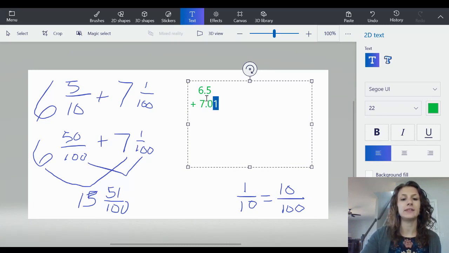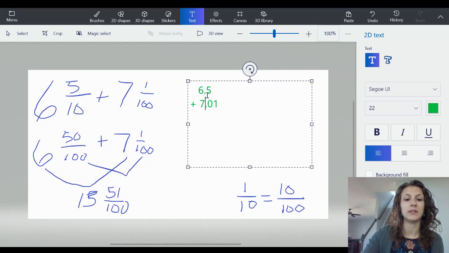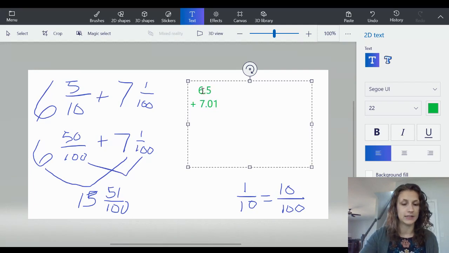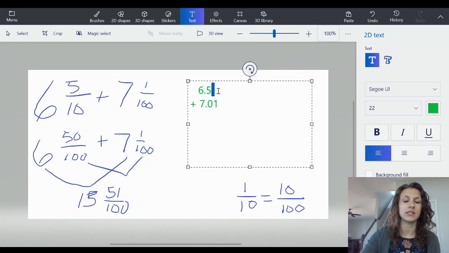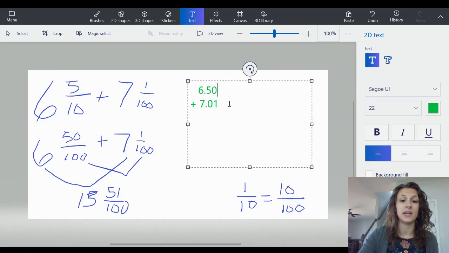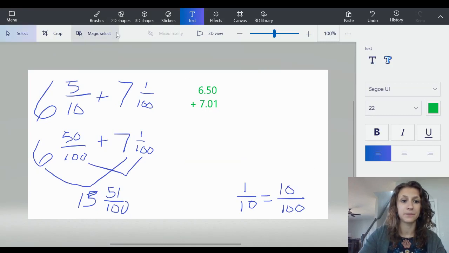I notice that although I've lined up my decimal points, which is critical when I add and subtract decimals, I don't have a hundredths place right here. So let's go ahead and add our placeholder of 0 to indicate that that 5/10 is the same as 50/100. Once we do that, we just go ahead and add.